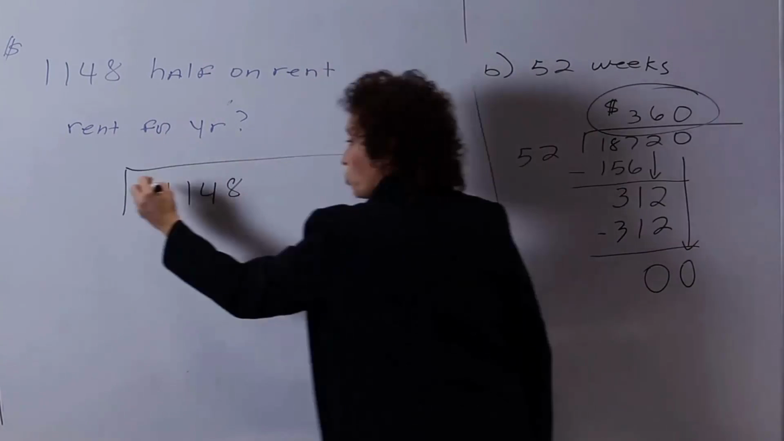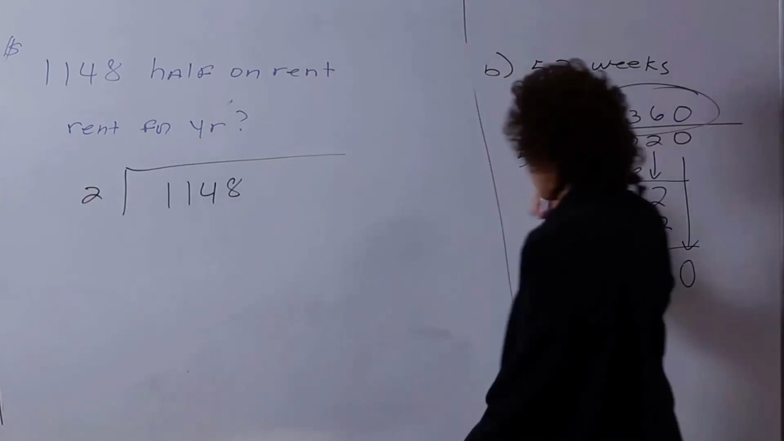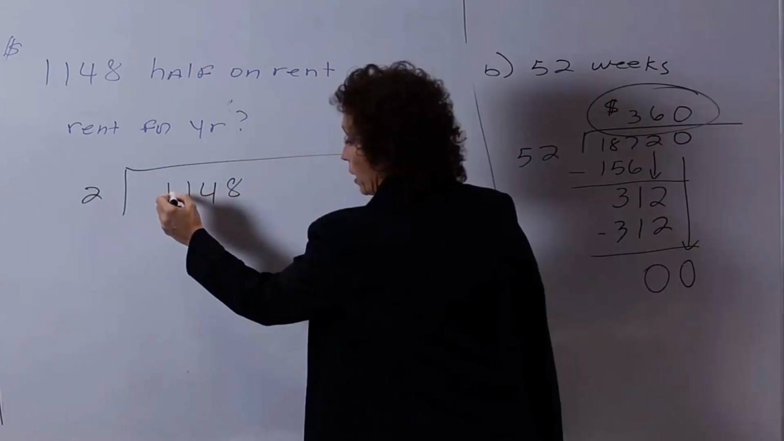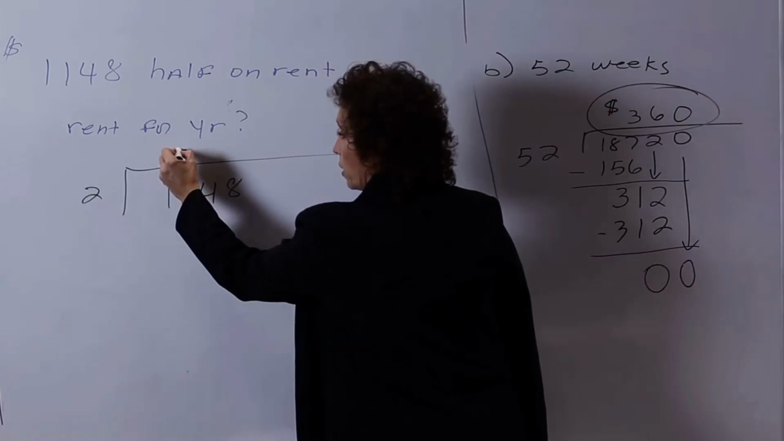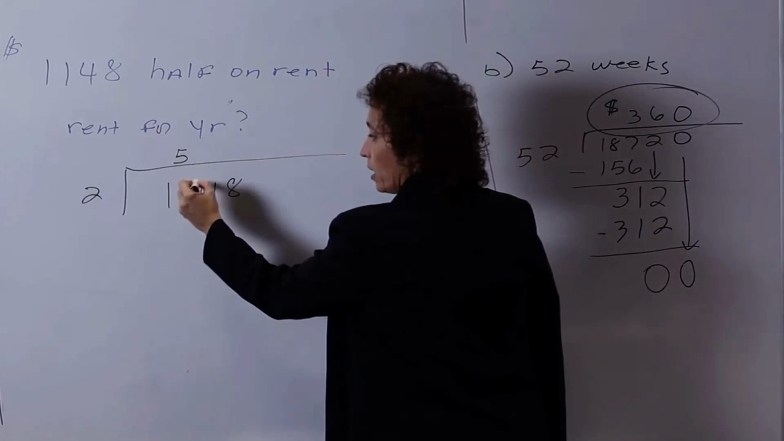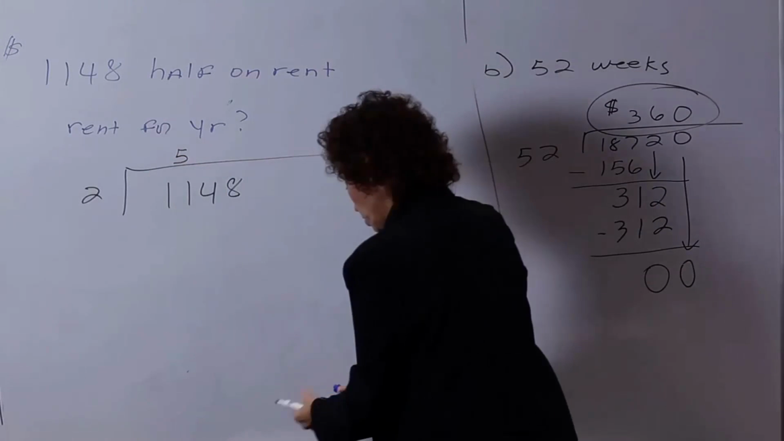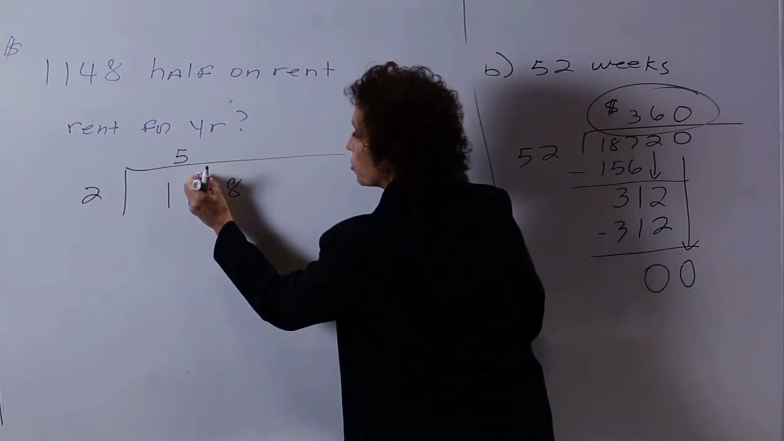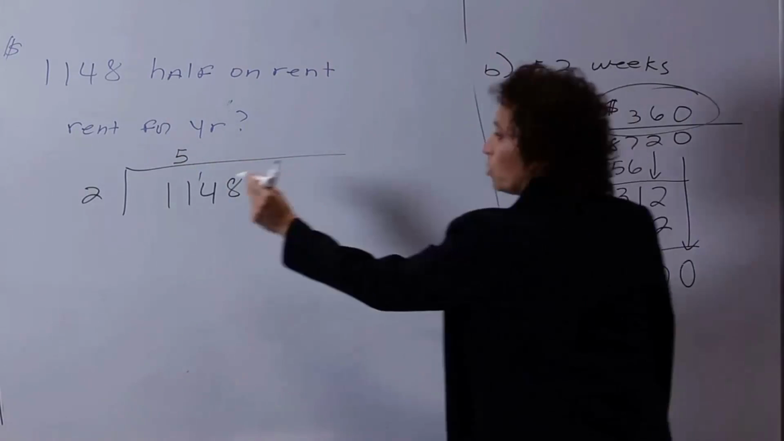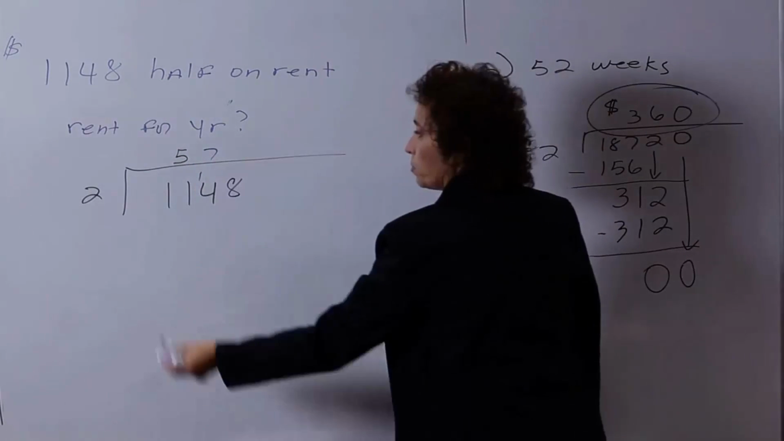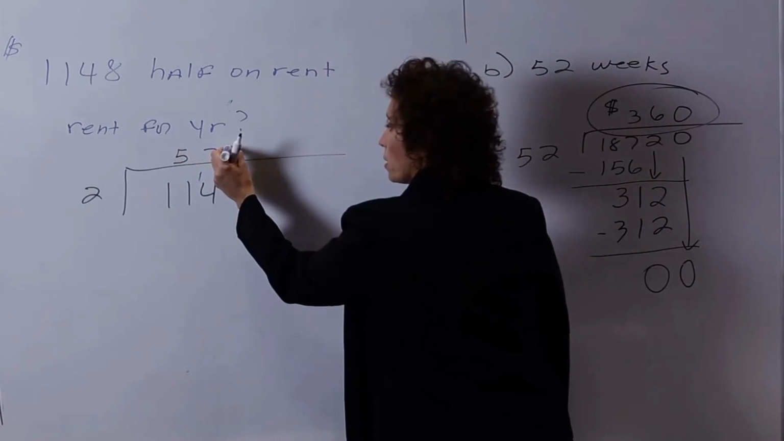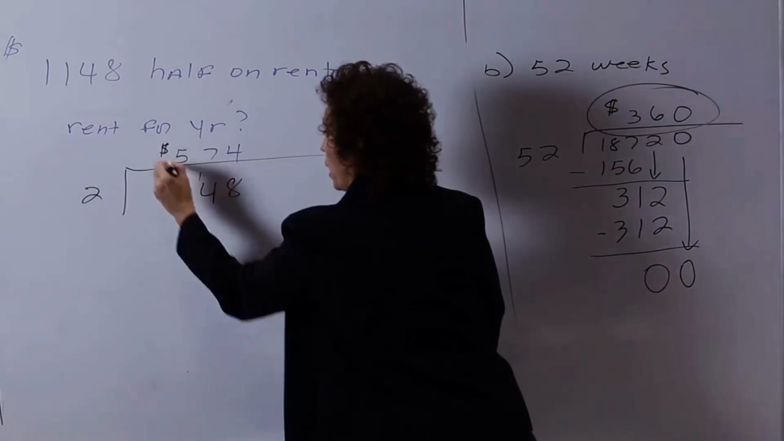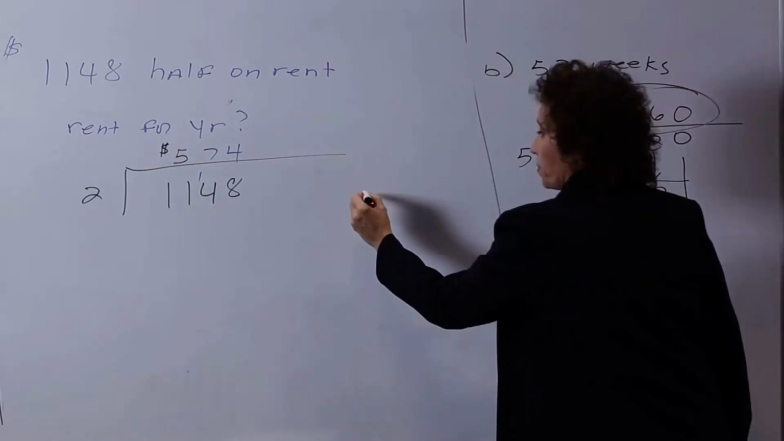Yes, I'm going to use short division. You do not have to. I'm done with the dirty monkey. I'm using short division. Okay, so 2 does not go into 1, but 2 goes into 11 5 times. That's 10 with a remainder of 1. Okay, 2 goes into 14 7 times. 2 goes into 8 4 times. So he spends $574 on rent for the month.